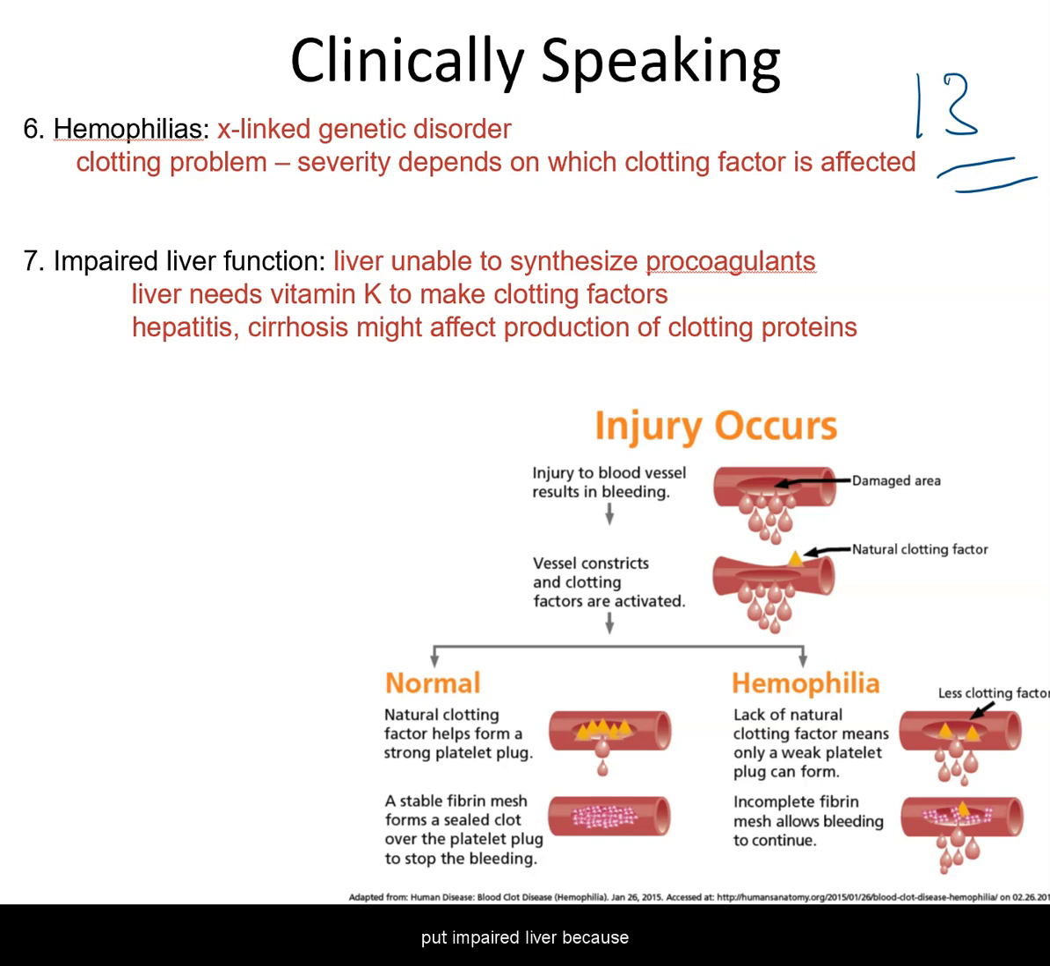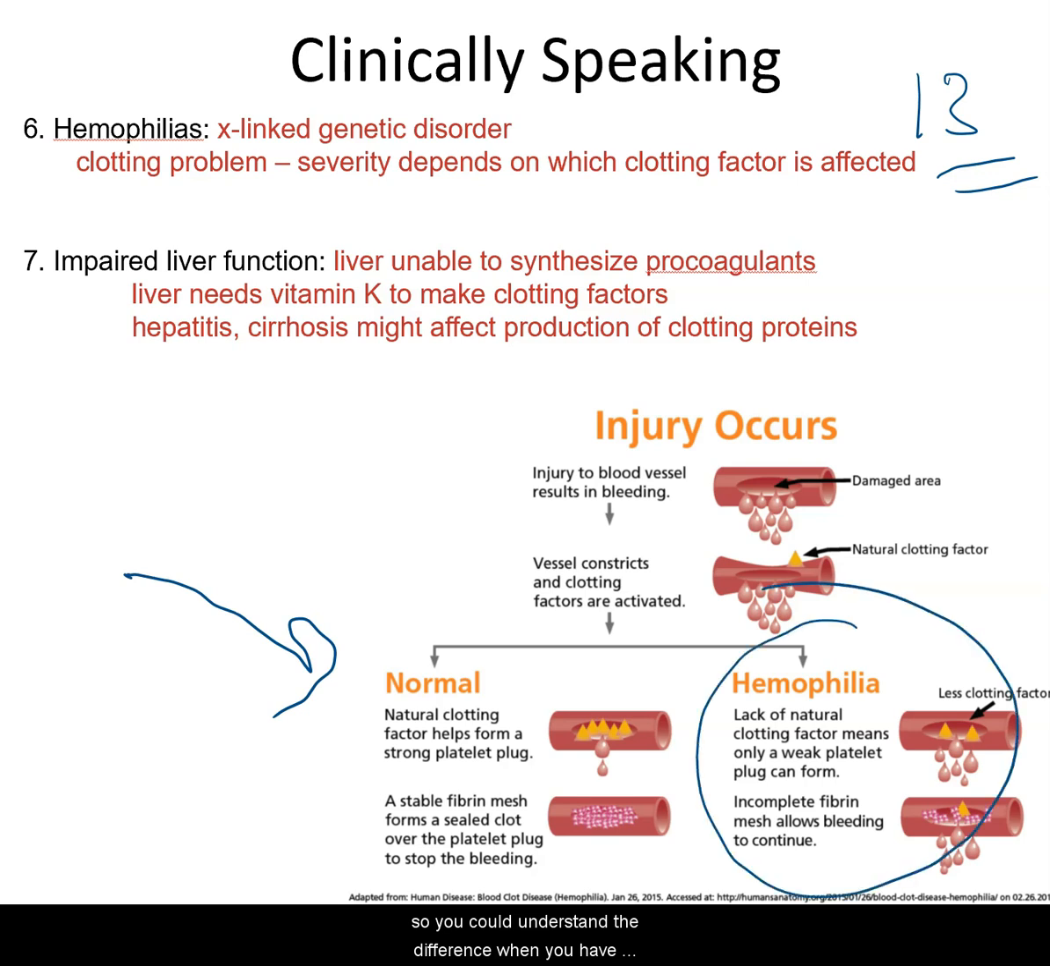And I put impaired liver because we know that the liver makes all these procoagulants. So if you have liver disease, you're probably going to have a prolonged clotting time, meaning it takes longer for your blood to clot, and you might bruise more easily and have more bleeding under the skin. And I also put this picture in just so you could understand the difference when you have hemophilia. It's called the bleeding disease because it takes longer for you to clot and to stop bleeding. So we worry about blood loss with that.